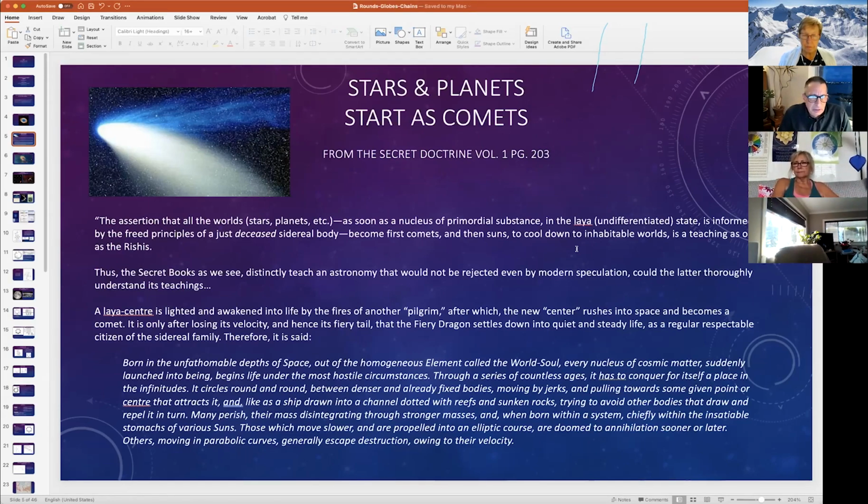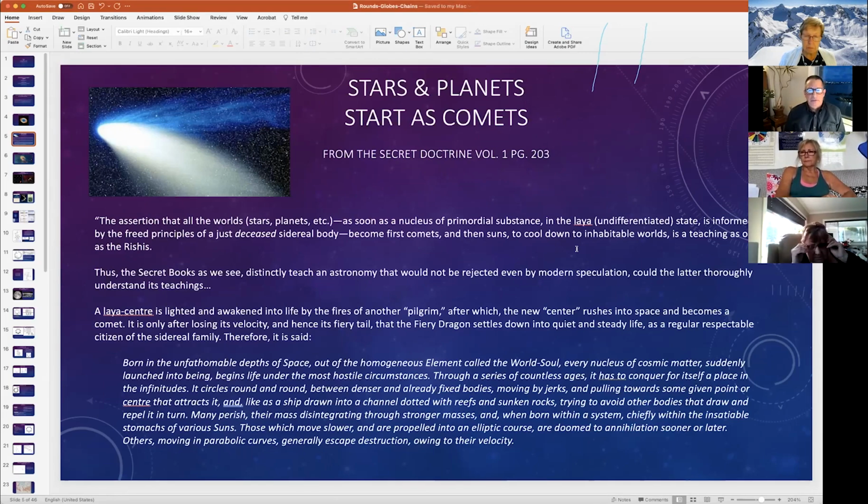It goes on to say that thus the secret books, as we see, distinctly teach an astronomy that would not be rejected even by modern speculation, could the latter thoroughly understand its teachings. A center is lighted and awakened into life by the fires of another pilgrim, after which the new center rushes into space and becomes a comet. It is only after losing its velocity and hence its fiery tail that the fiery dragon settles down into a quiet and steady life as a regular and respectable citizen of the sidereal family.